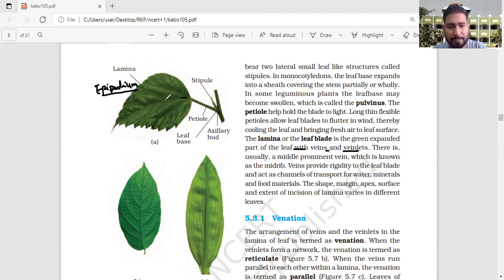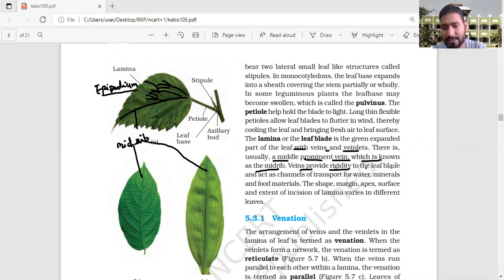So there is the primary vein, and they have small veins, meaning secondary veins, and they also have veinlets. There is usually a middle prominent vein, which is known as the midrib. This is the midrib. Here the midrib, I think, is of monocot plants.